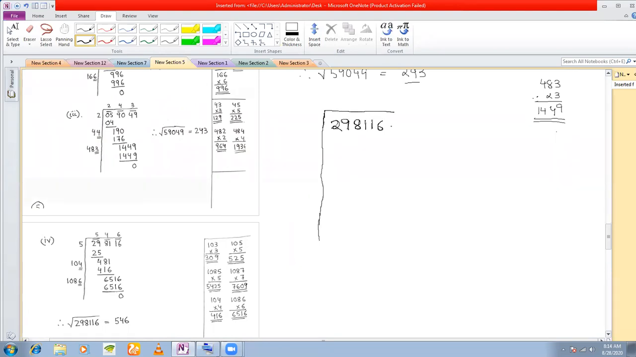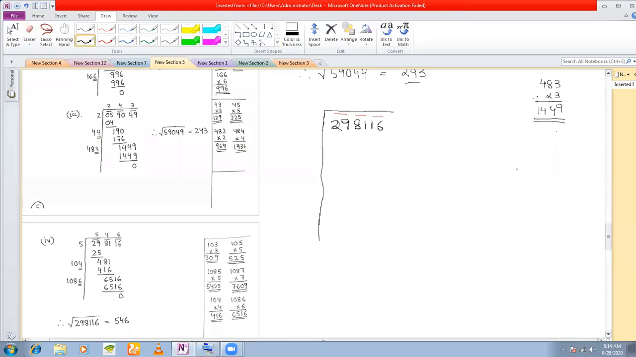So this is your decimal point here. You start pairing. This is one pair, second pair. This is your third pair. So the pairing has been done. There are three pairs of numbers. Now we look at the first pair.